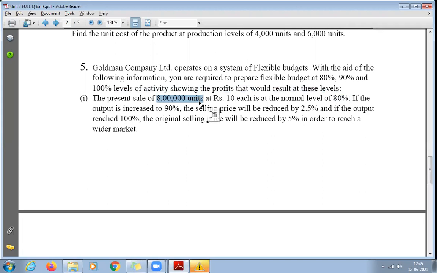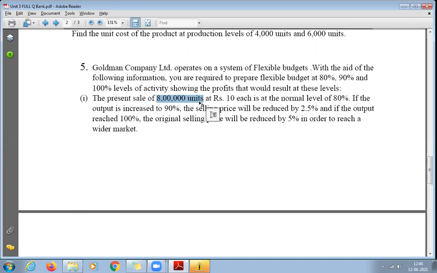And nothing he has given about the output. So what we can do here is to calculate for 90 and 100%, we can assume 8 lakhs is the units produced, as well as the entire units are sold. Got it? So we'll assume 8 lakhs is produced and 8 lakhs is sold. That means we got it for 80% level of output. Now can we calculate for 90 and 100?